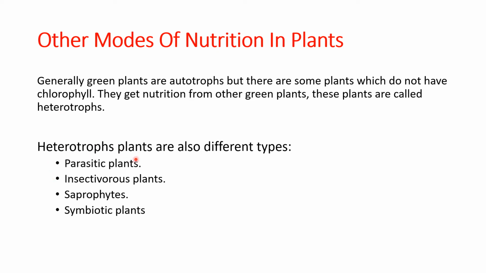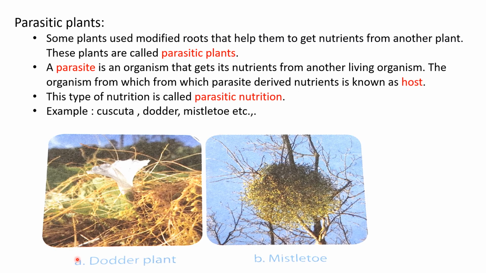So heterotrophic plants are also of different types. What are they? Parasitic plants, insectivorous plants, saprophytes, and symbiotic plants. So these 4 types of plants we can see in the environment. Now we learn about parasitic, insectivorous, saprophyte, and symbiotic plants. First, we learn about the parasitic plant.